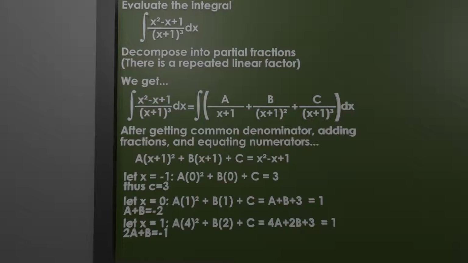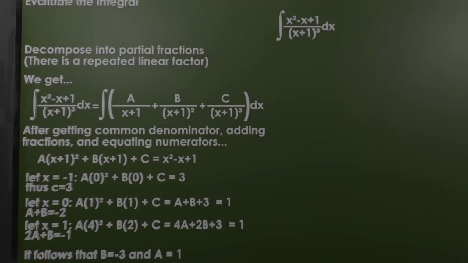Here we let x equal negative 1, then we get C equals 3. Then x equals 0, then we get an equation A plus B equals negative 2, but we're going to leave it that way. The important thing is that it doesn't become zero. Then x equals 1, and you get another equation, 2A plus B equals negative 1. It follows that B equals negative 3 and A equals 1.